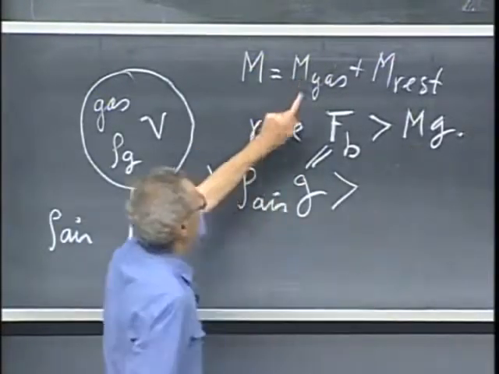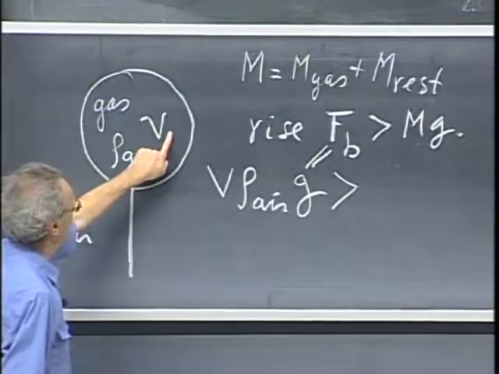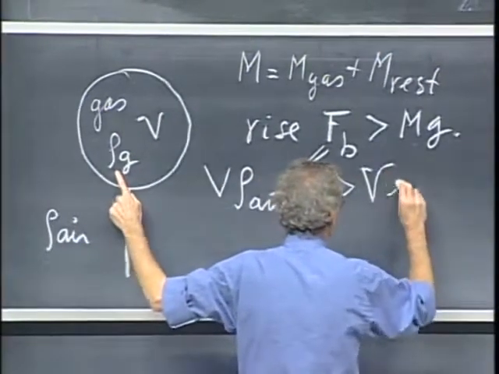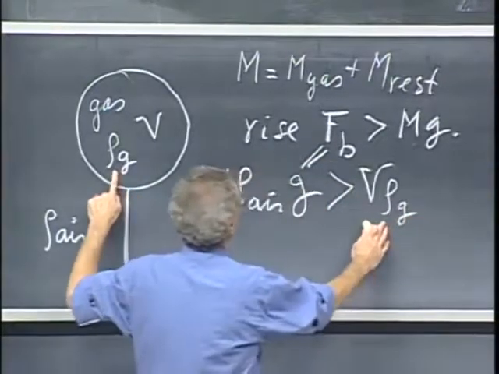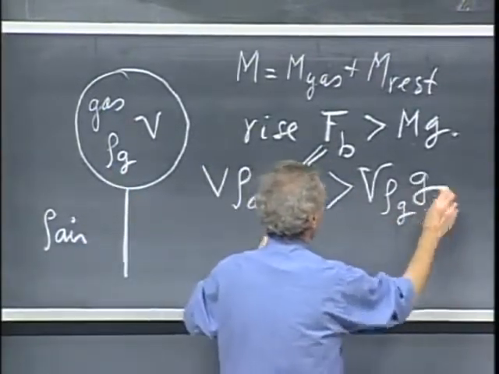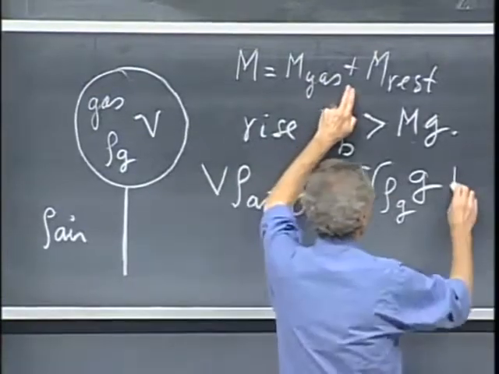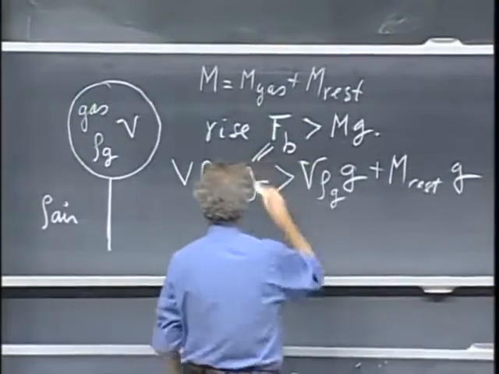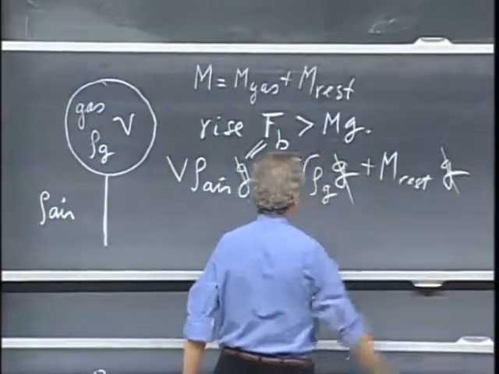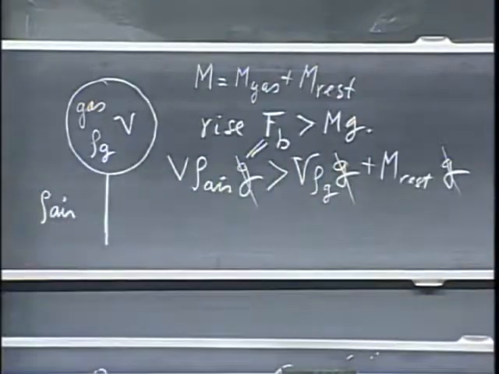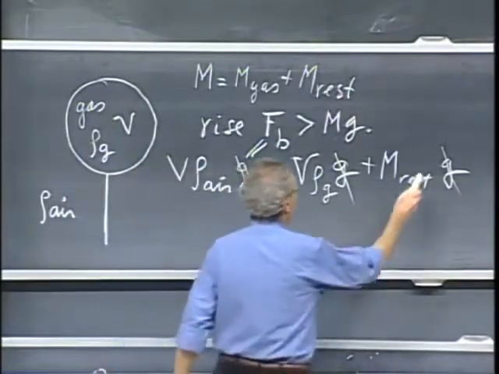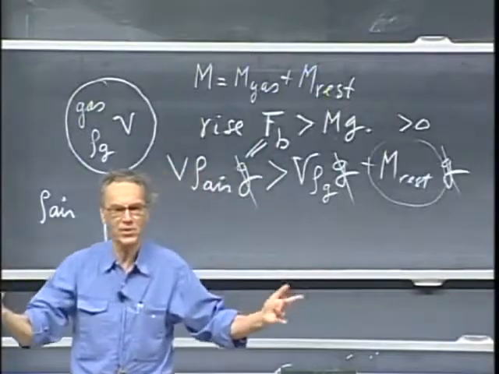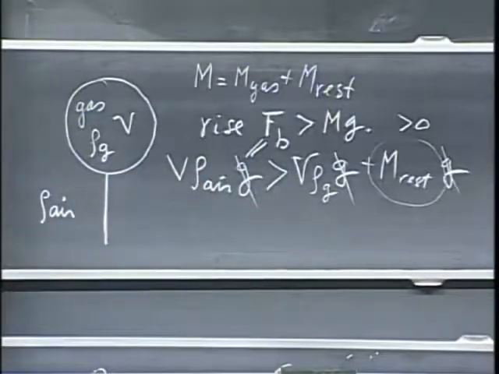Now mg is the mass of the gas, which is the volume of the gas times the density of the gas. That's the mass times g, because we have to convert it to a force, plus all the rest times g. I lose my g. And what you see, that this, of course, is always larger than 0. There's always some mass associated with the skin, and in this case with the string.